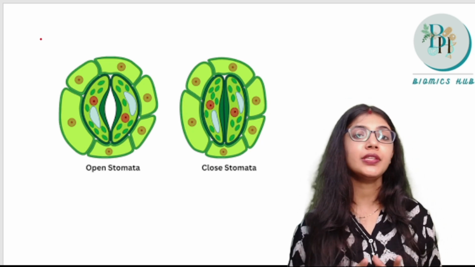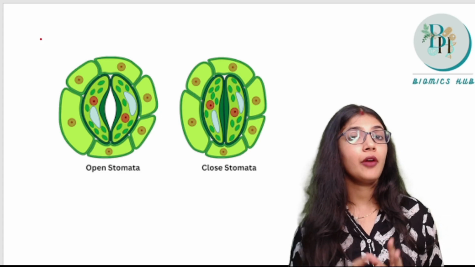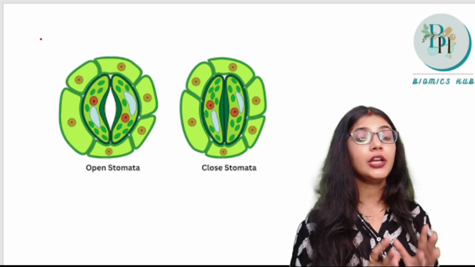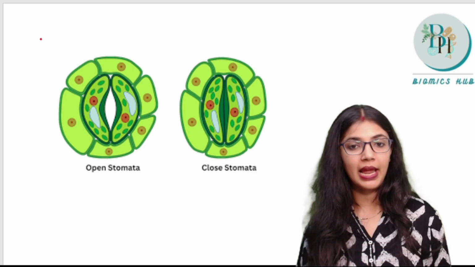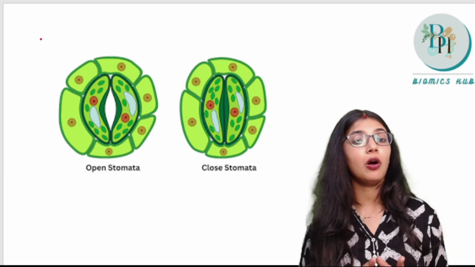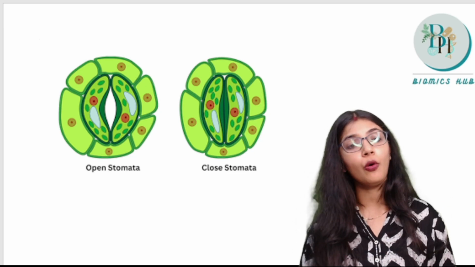Do you know how a plant respires, or how the exchange of gases takes place in the plant without any organelles, or how transpiration takes place? It is due to the presence of a small opening in the leaf surface of the plant, which is known as stomata. So in today's video, we are going to discuss the regulation of the stomata, that is, how it is being opened and how it is being closed.